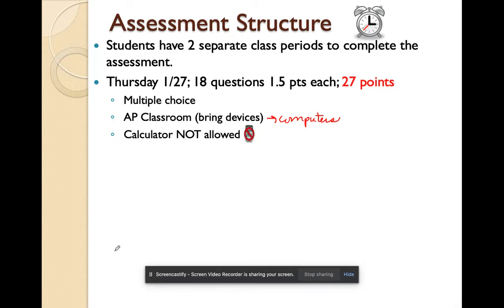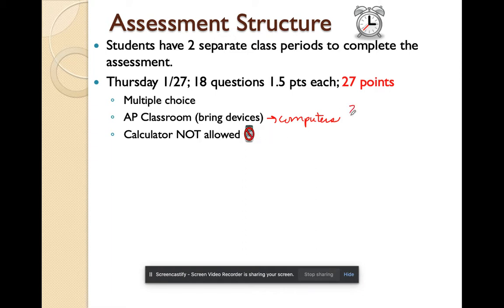This part will be no calculator. There will be a couple of questions that AP Classroom puts the little calculator icon next to. It just means it showed up on a calculator part, not that a calculator is necessary. It's not calculator active. We picked all the questions to be non-calculator active.